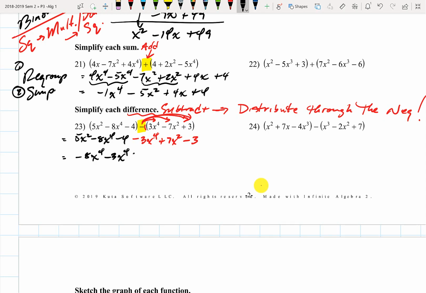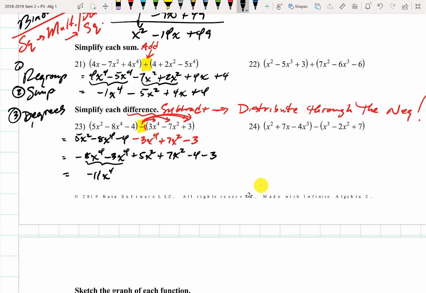Then I see some squared terms. I see a positive 5x squared, and I see a 7x squared. And then I see some constants. I see a minus 4 and a minus 3. So all you do is combine like terms, add the coefficients. Negative 8, negative 3 is a negative 11, x to the fourth. Notice that the degrees do not change.